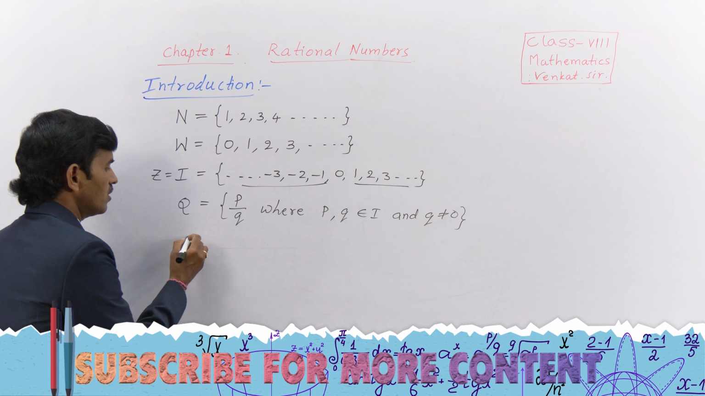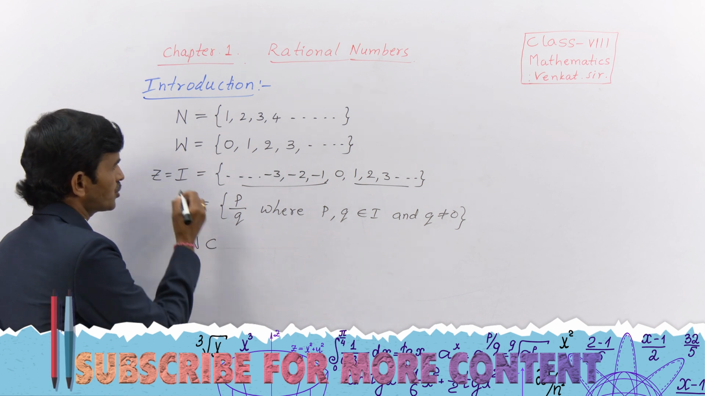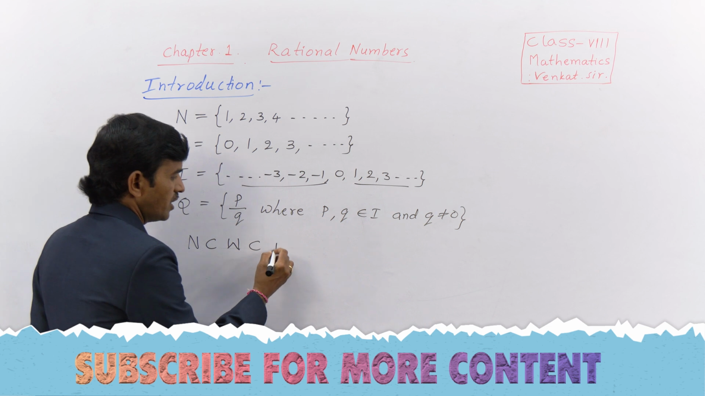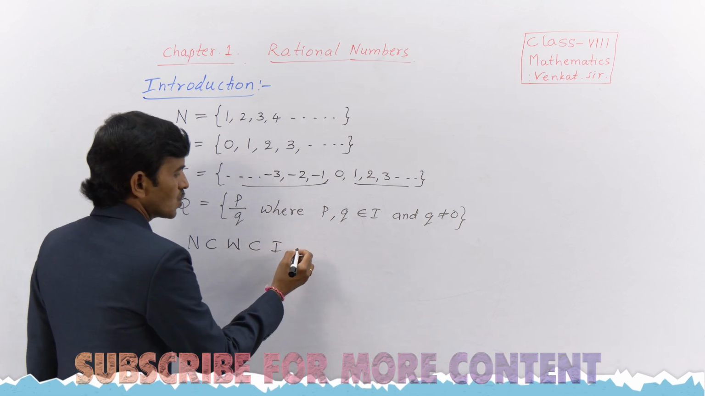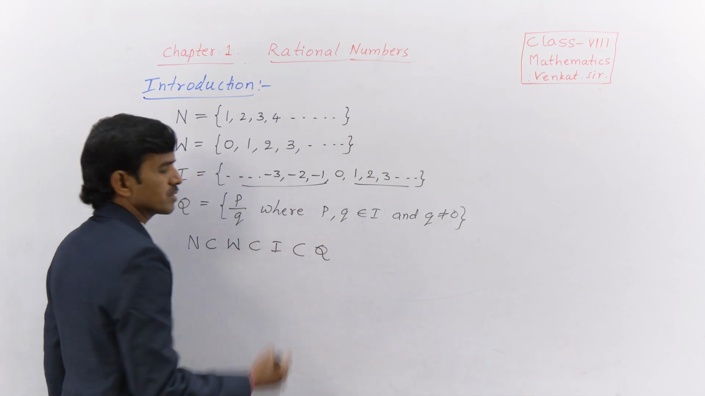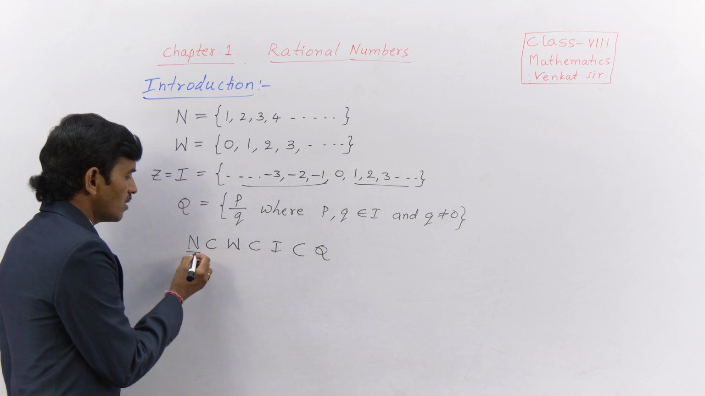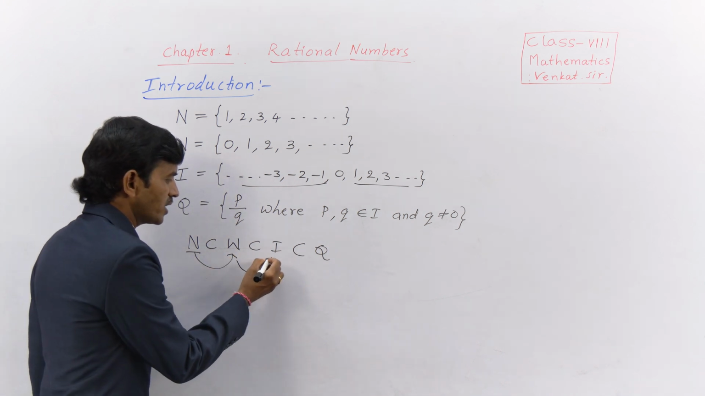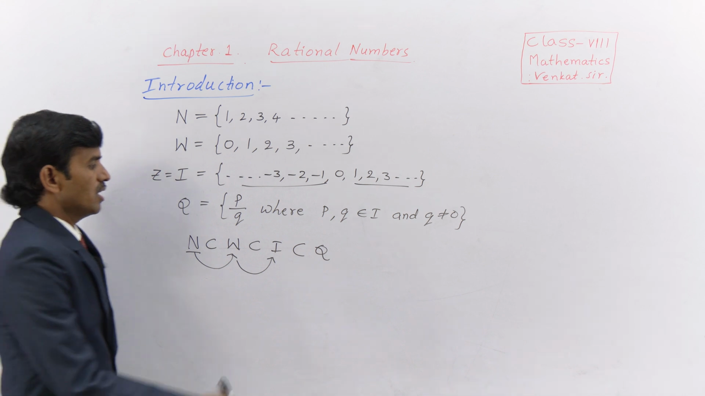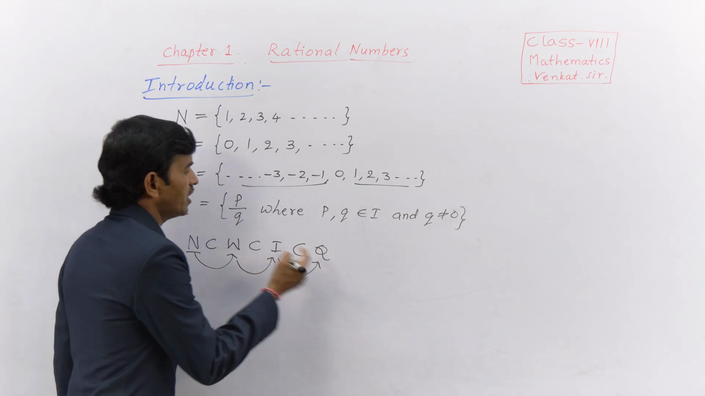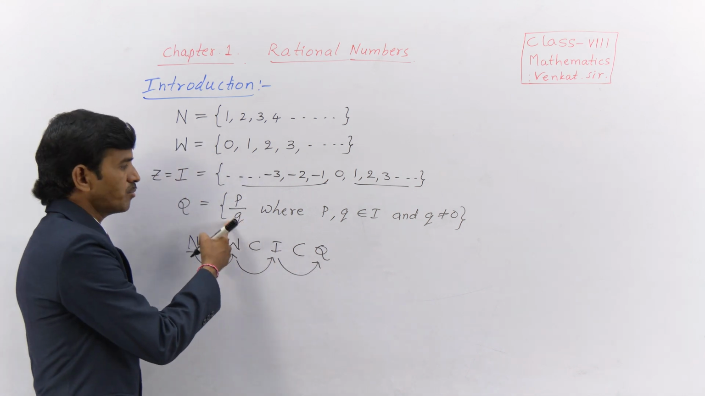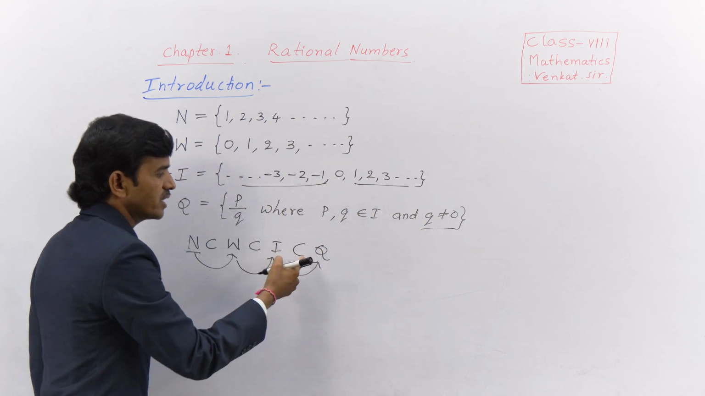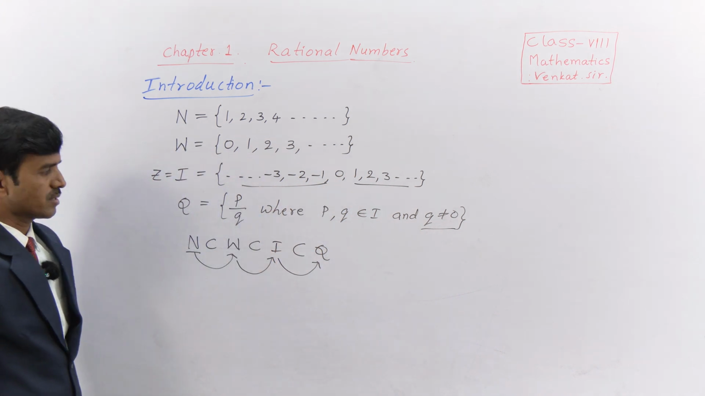Here, if you observe, natural numbers are a subset of whole numbers. Whole numbers are a subset of integers. All the integers are also a subset of rational numbers. That means all the natural numbers also exist in whole numbers. All whole numbers also exist in integers. The set of all integers can also be written in the form p by q, with q not equal to 0. That means all these numbers also exist in the set of rational numbers.